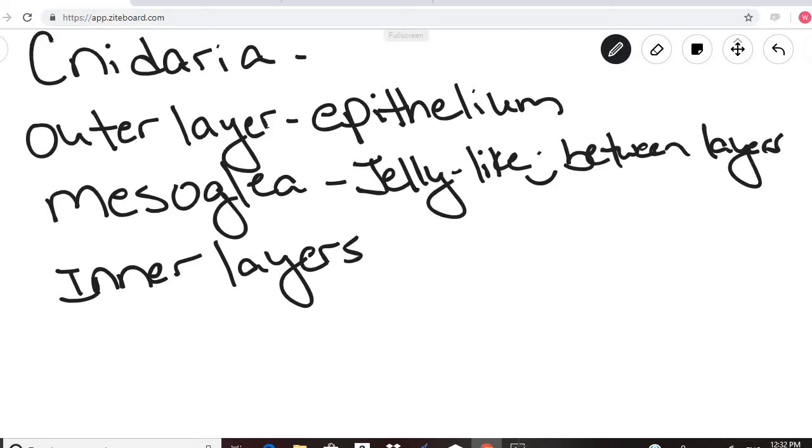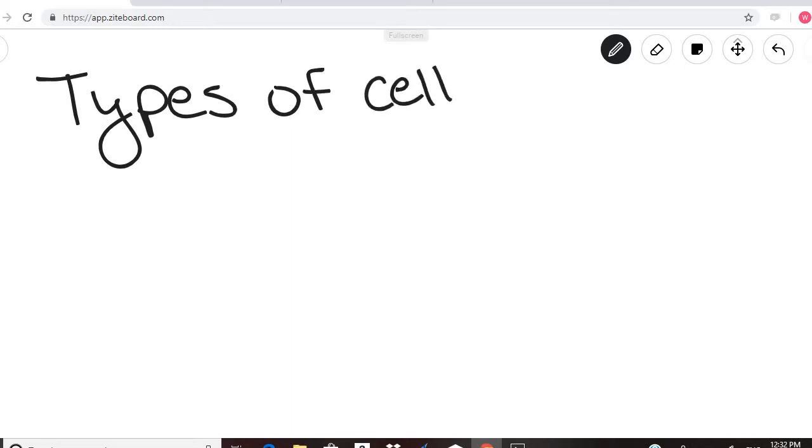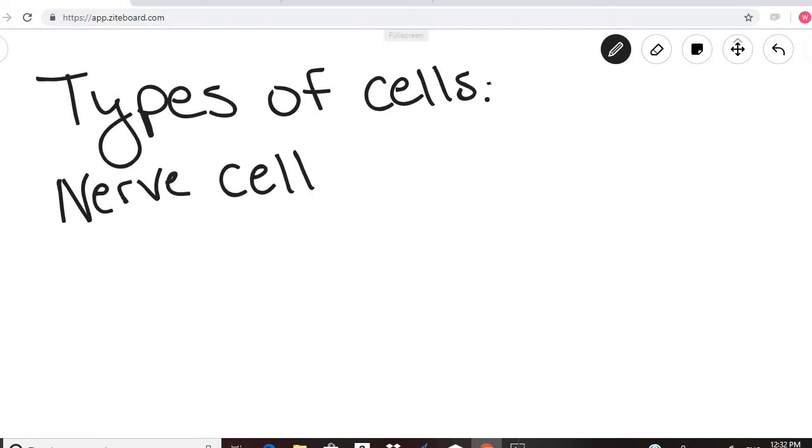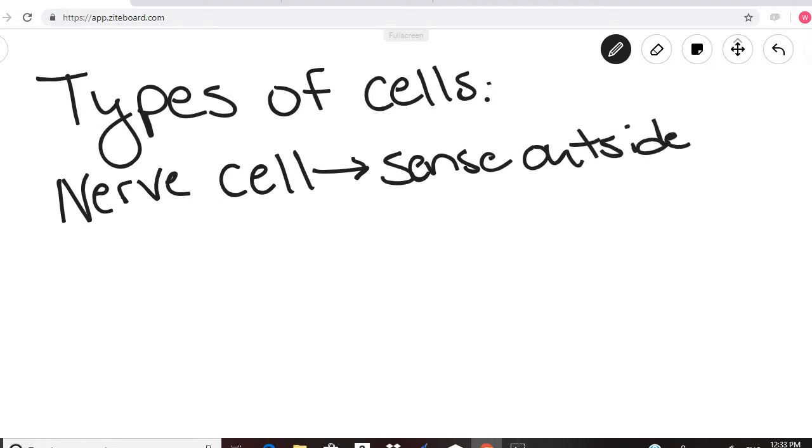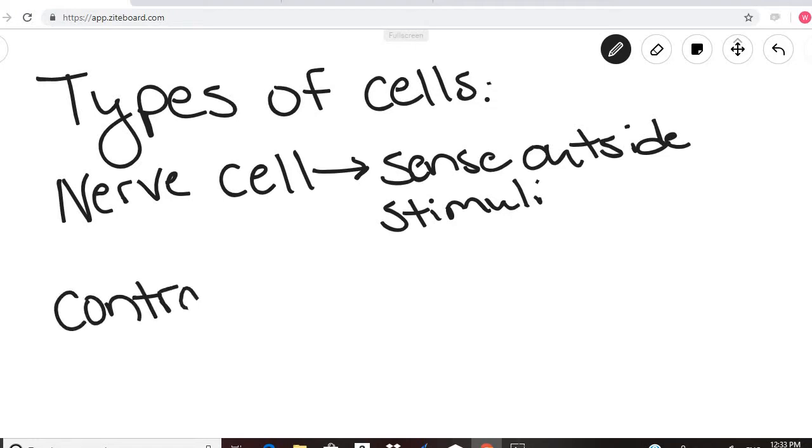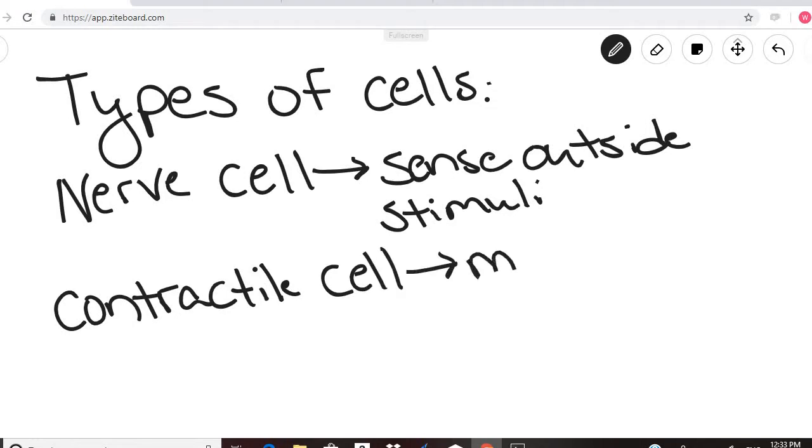If we look within the epithelium, there are two primary types of cells, and those cells perform different jobs. So one type of cell is a nerve cell, and the nerve cell is what is able to sense outside sensations or stimuli and respond to those stimuli. But then there is another type of cell that is called a contractile cell. And the contractile cells are cells that are involved in movement.